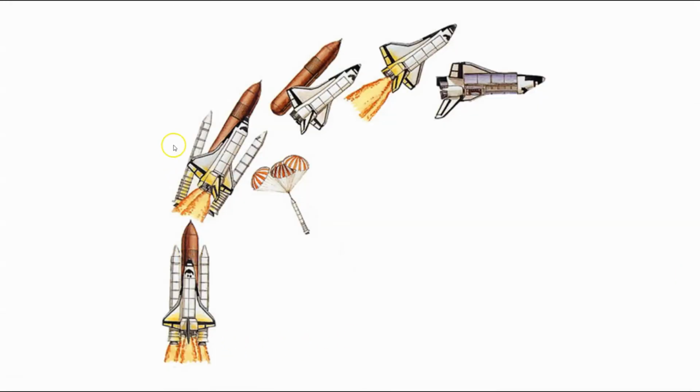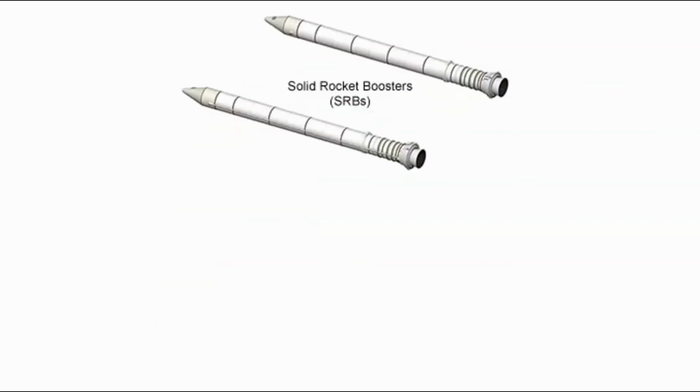So liftoff, remember it's not straight up, it's going to arc over the ocean. About 2 minutes into flight, your solid rocket boosters will fall away. About 8.5 minutes, the ET will fall away and break up in the atmosphere over the ocean. And then you're going to open your Payload Bay doors to let out that buildup of heat.